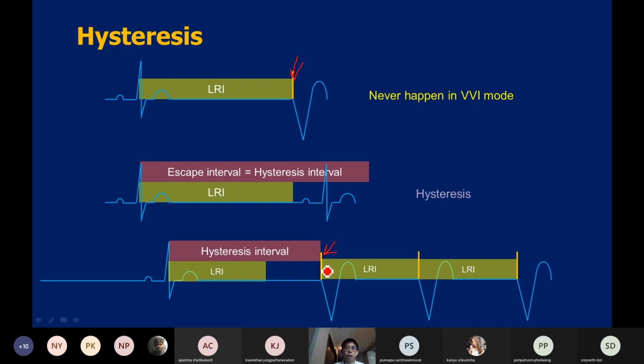And if the hysteresis interval has been reached and there is no intrinsic rhythm, the pacemaker would continue to pace at the lower rate again.